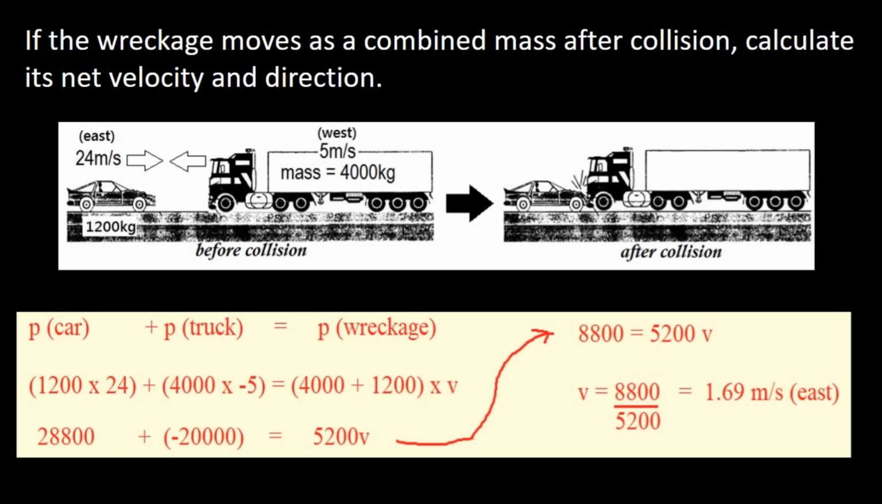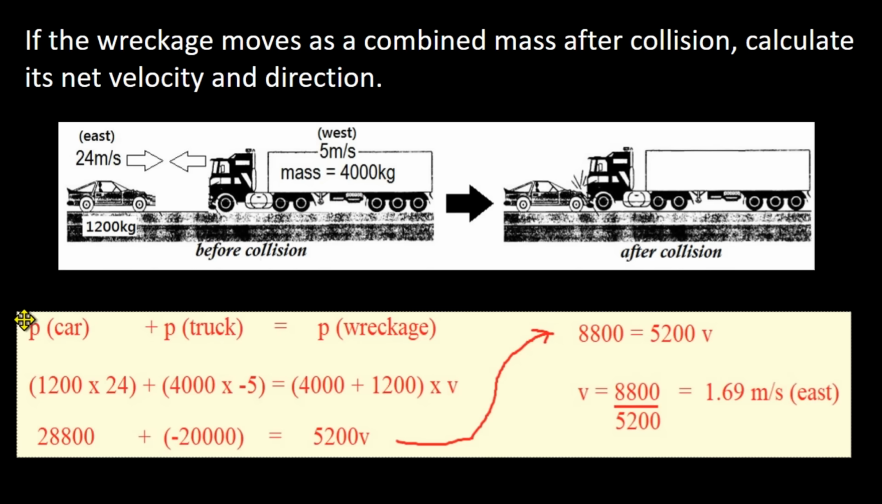Here we have an example question. If the wreckage moves as a combined mass after collision, calculate its net velocity and direction. Here we have a car going east 24 meters per second and it's 1,200 kilograms. Here we have a truck going west at 5 meters per second and the mass is 4,000 kilograms. First, we have to find the momentum of the car and the momentum of the truck.